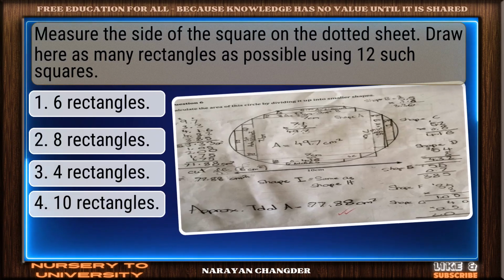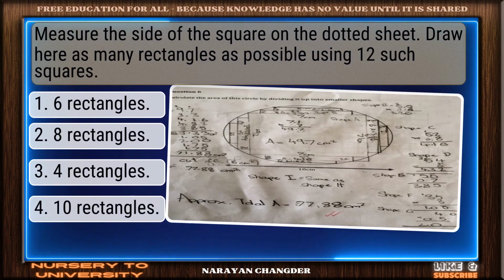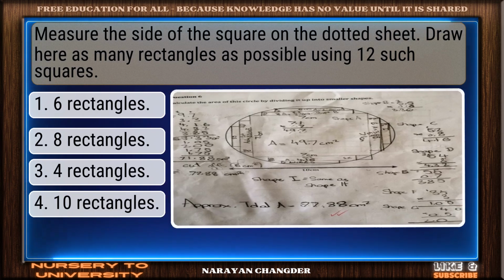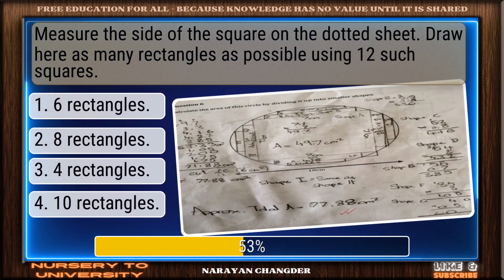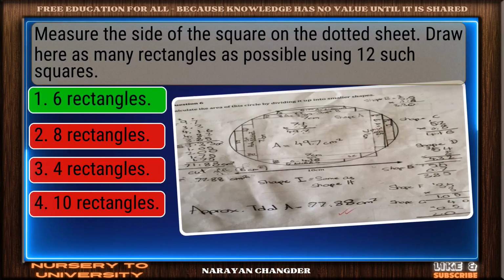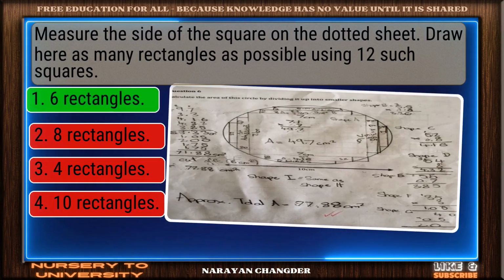Measure the side of the square on the dotted sheet. Draw here as many rectangles as possible using 12 such squares. Well done. 6 rectangles is the right choice.